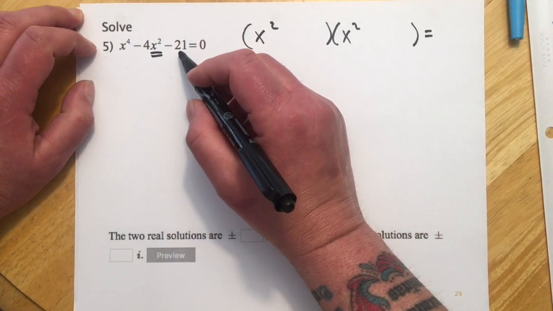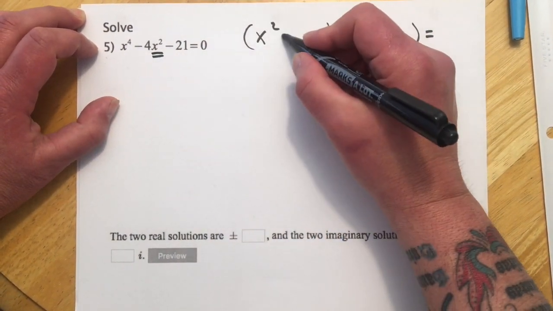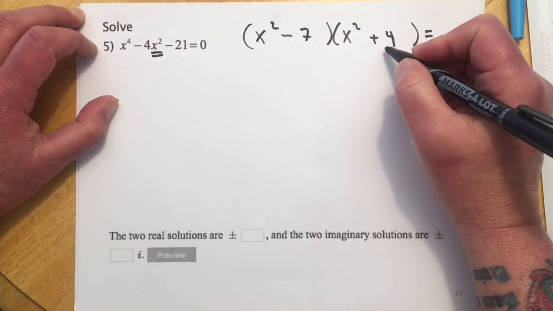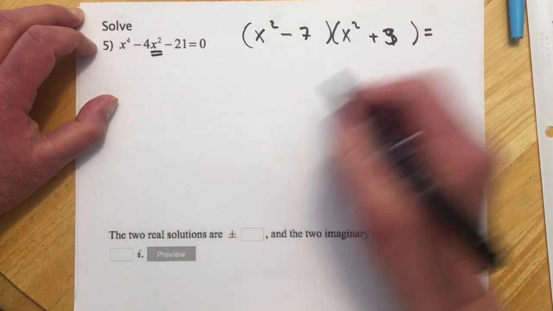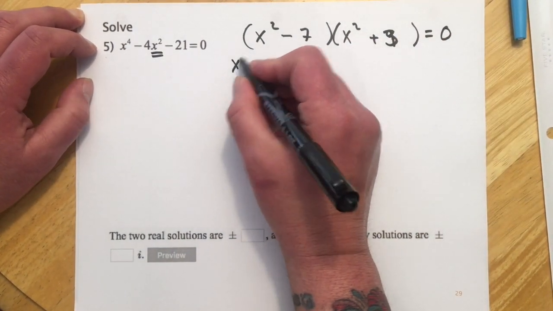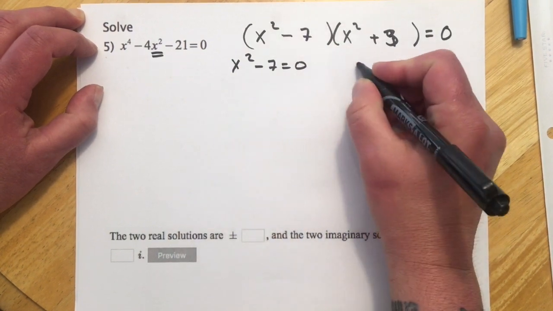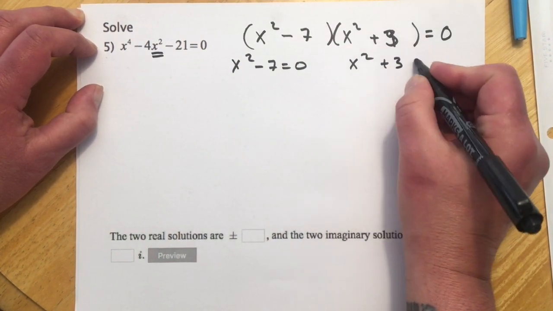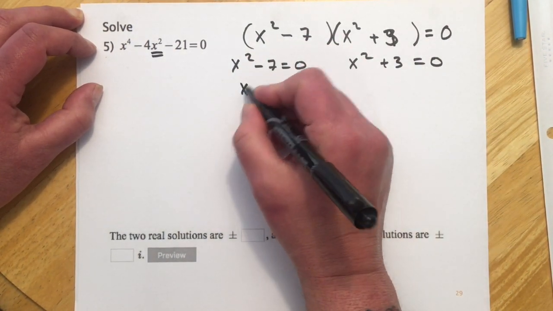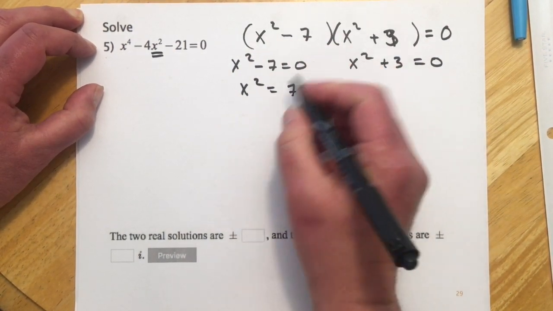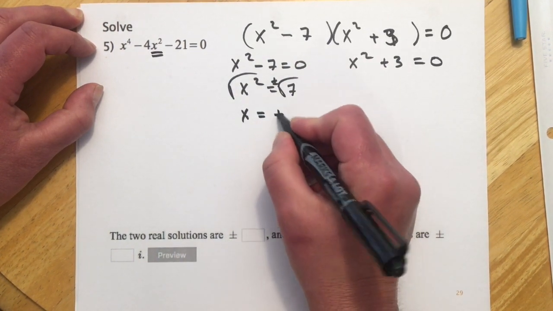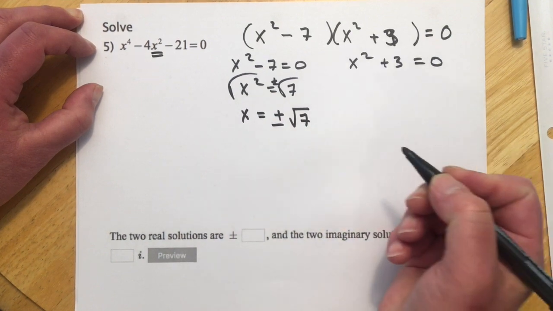So we're looking for two numbers multiplied 21, add to be negative 4, so it sounds like negative 7 and positive 3 equals 0. And now I can just set each of these to 0. So x squared minus 7 equals 0, or x squared plus 3 equals 0. And then bringing this over, I can use the square root property. So x squared equals 7, I root both sides, and I have x equals plus or minus root 7.